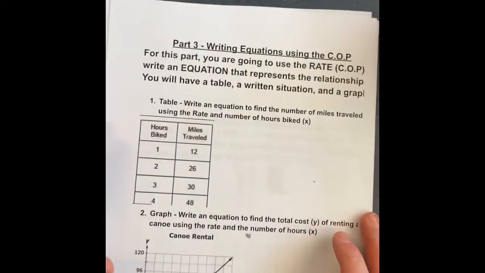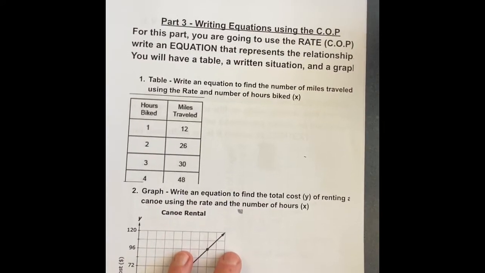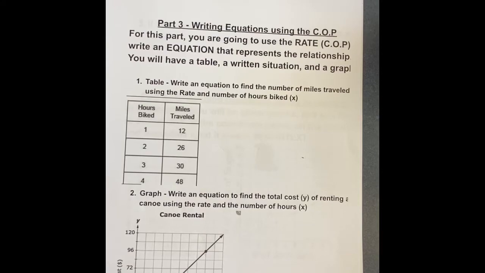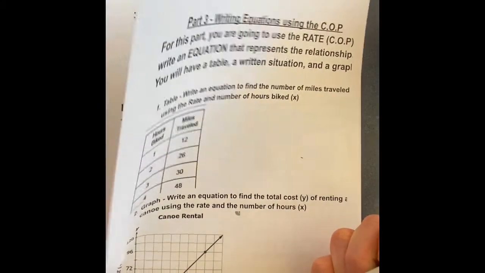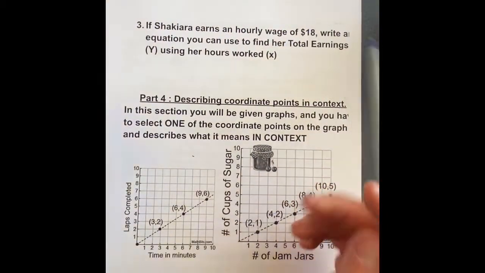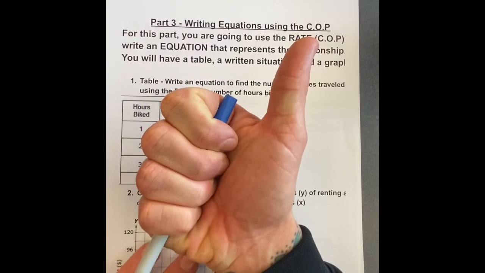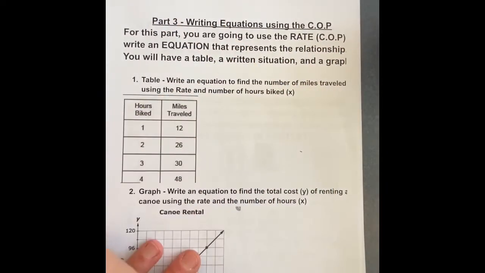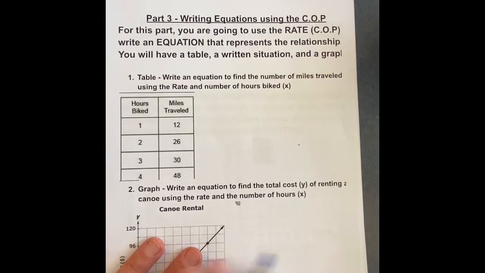Oh, you're back. I hope you did part 2. Now we're on to part 3, writing equations using the constant of proportionality, aka the rate. So here, you're going to get a table, a graph, and a situation. In each of those, you are going to have to first find the rate. Second, use that rate to find an equation and write an equation.